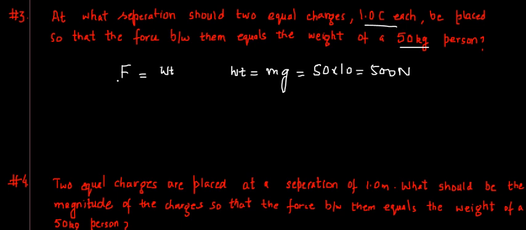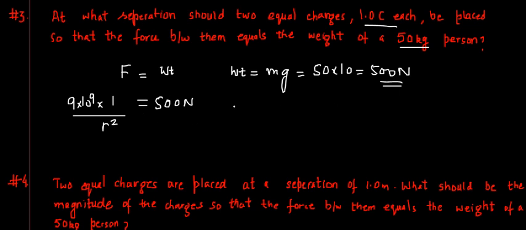Okay, so for the electrostatic force, if we take two 1 coulomb charges, what distance should we keep between them so that the force becomes 500 newtons? We place 500 newtons on the right side, and on the left side we have k, that is 9 into 10 to the power of 9, two 1 coulomb charges, that is 1 into 1 divided by r square. We need to find this r square.